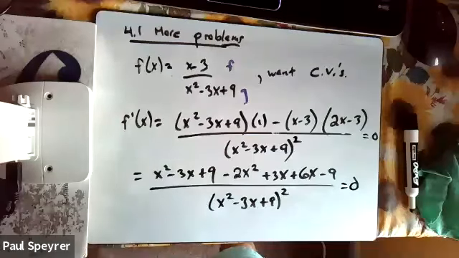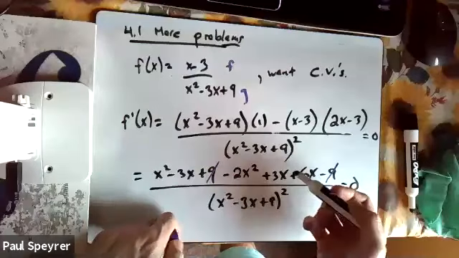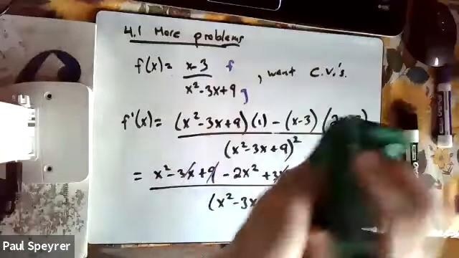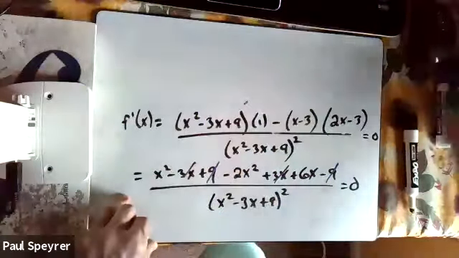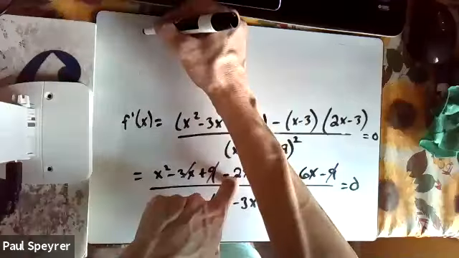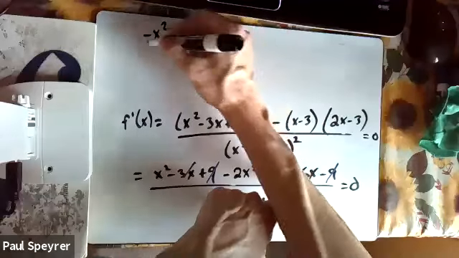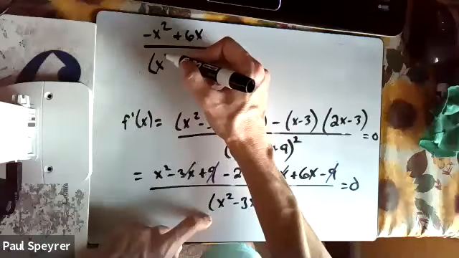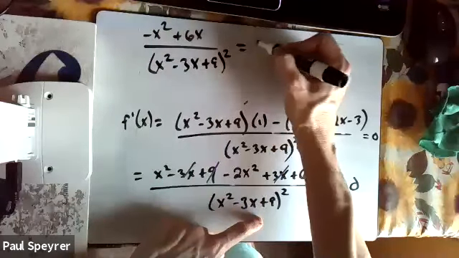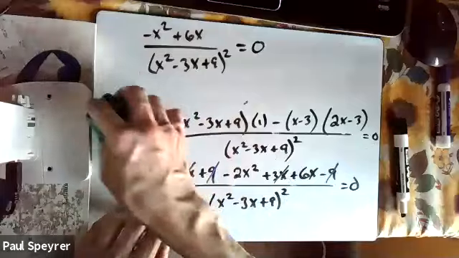So if we notice, we can do a couple things, right? Like these 9s go away. And then we have a negative 3x and a positive 3x. That disappears. So ultimately up top, if we combine like terms, what do we have? We have x squared minus 2x squared. That's negative x squared. And then plus 6x. And the denominator is still x squared minus 3x plus 9 squared. And we're setting this to 0, right? Because again, when you set the derivative to 0 and you solve for x, that gives you the critical values.